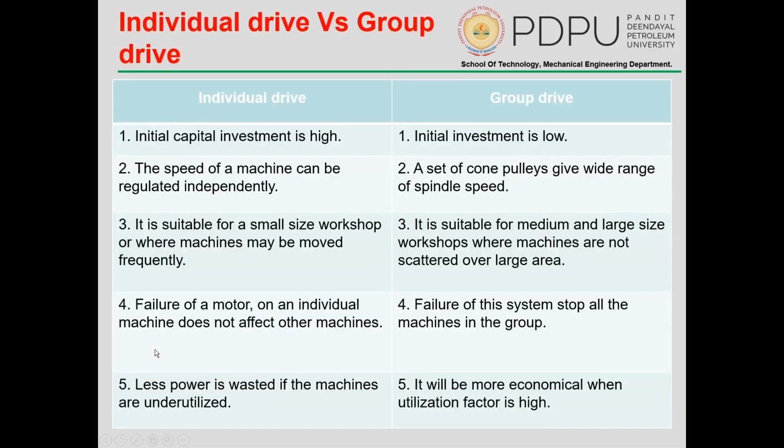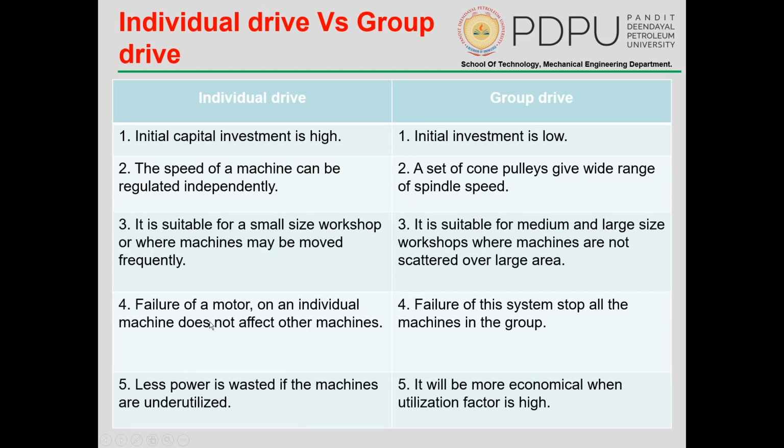Having said that, if we do a comparison, it is understood that the initial investment is higher in individual drive, whereas in group drive it is lower. The speed of the machine can be regulated independently because one single prime mover is rotating the device, whereas in group drive we have to use a cone pulley arrangement so that a wide range of spindle speeds can be achieved.